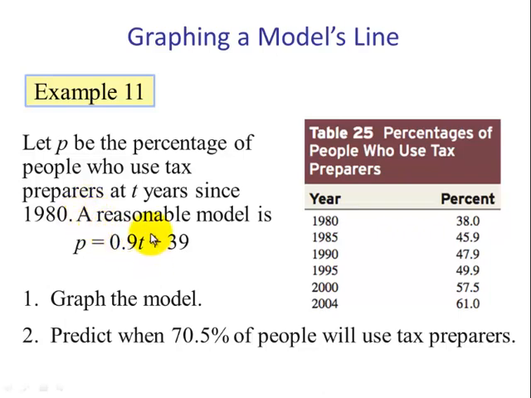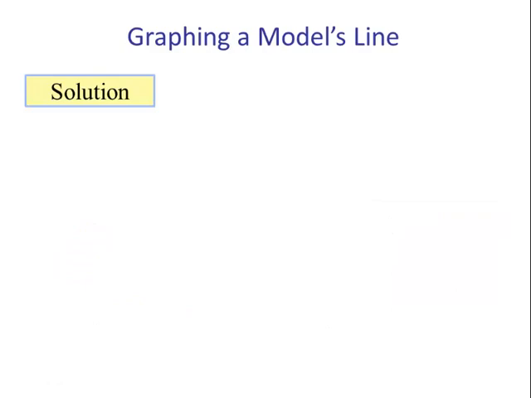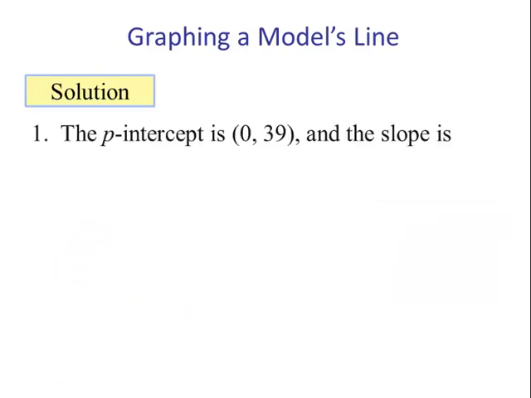So our independent variable is T, which is the number of years since 1980, and P is our dependent variable, and that is the percentage of people. Solution. So the y-intercept from the given equation is 39, and the slope is 0.9. Now we know slope is a ratio, so we can write 0.9 over 1. This is our rise, this is our run.